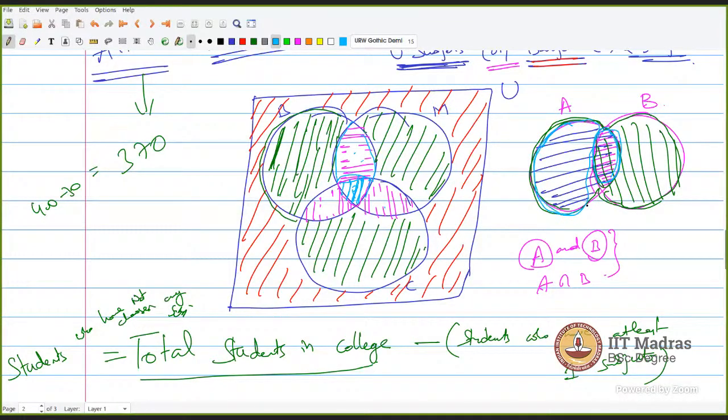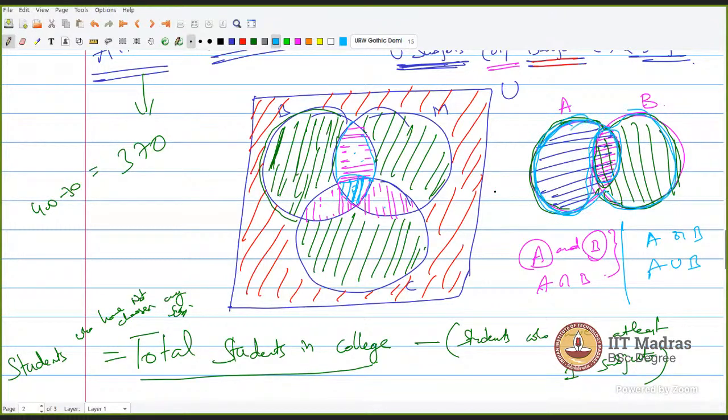A or B is the whole region. It is A union B. Okay, A union B. Then A union B or A or B, correct? Right. That is when I say A alone, it doesn't have any intersection, only pure A alone. This particular thing, correct?